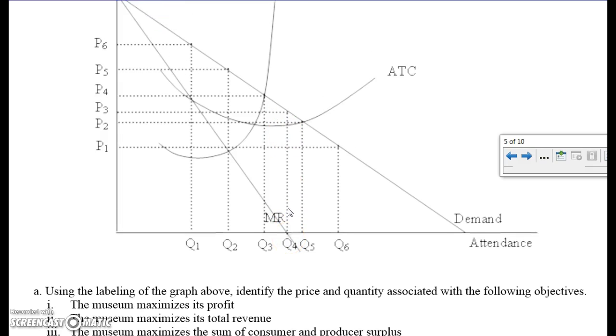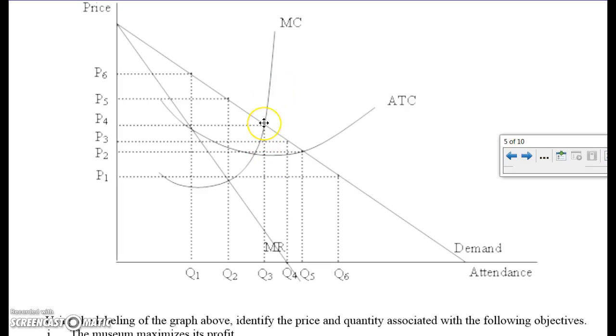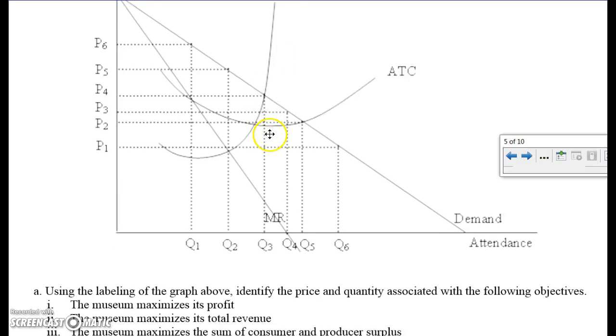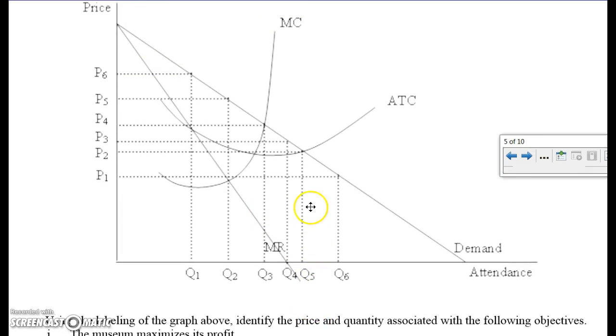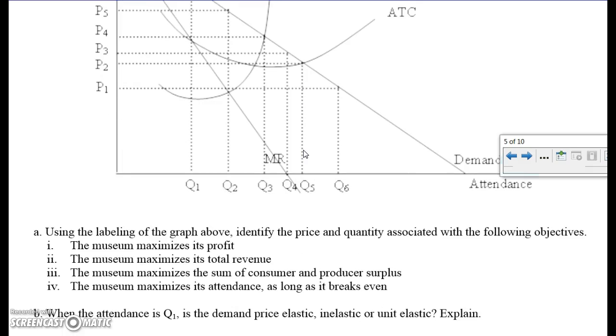Maximizing consumer and producer surplus, that would be socially optimal output. So that would be P4 and Q3 right here. Maximizing attendance as long as they break even, that would be right here, right? Break even point of ATC equals the demand curve.